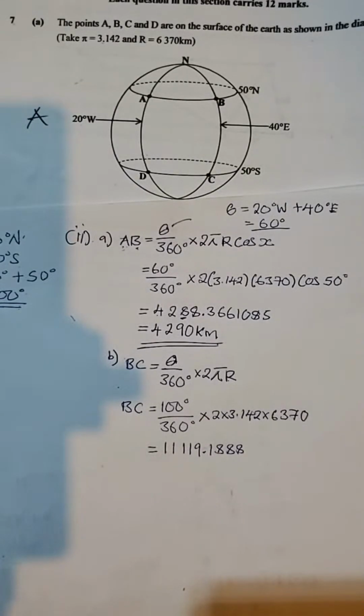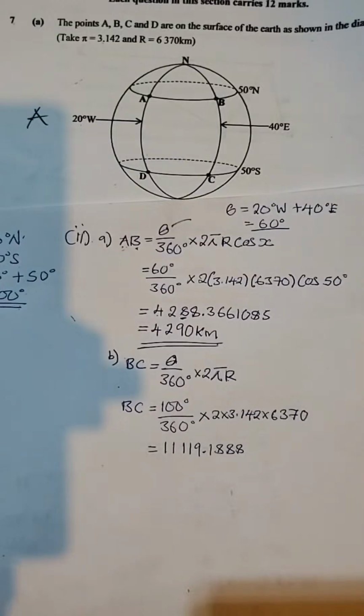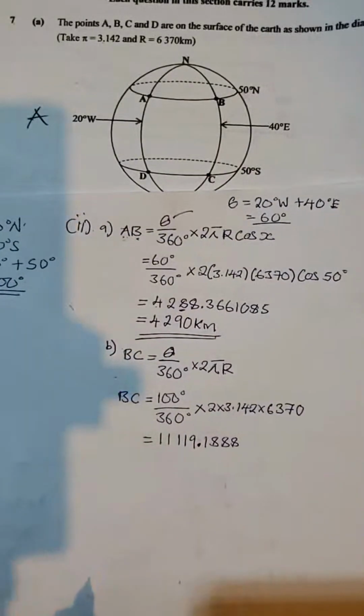Chibesa, you found what? 42,288. Okay, let me just double check if I've made a mistake. So 100 divided by 360, times 2 times 3.142 times 6370. No, this is still giving me 11,000. So this is the answer. Check your calculator, Chibesa. Make sure your calculator is in degrees, not in radians.